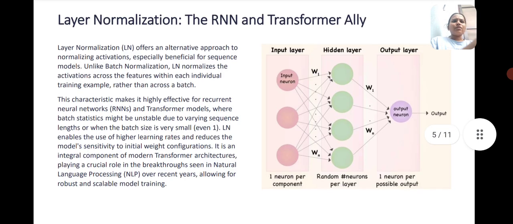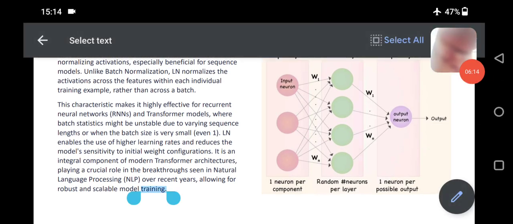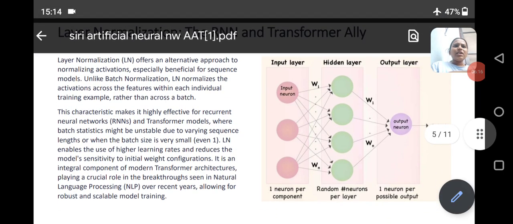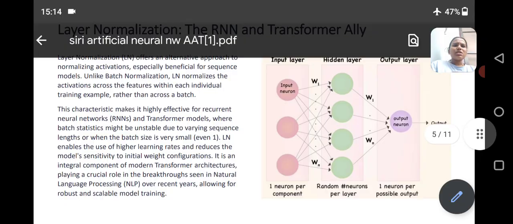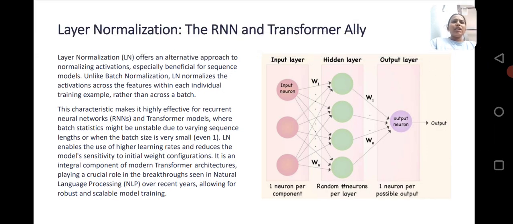Layer normalization offers an alternative approach to normalizing activations, especially beneficial for sequence models, unlike batch normalization. Layer normalization normalizes the activations across the features within each individual training example rather than across a batch. This characteristic makes it highly effective for recurrent neural networks and transformer models, where batch statistics might be unstable due to varying sequence lengths or when the batch size is very small.